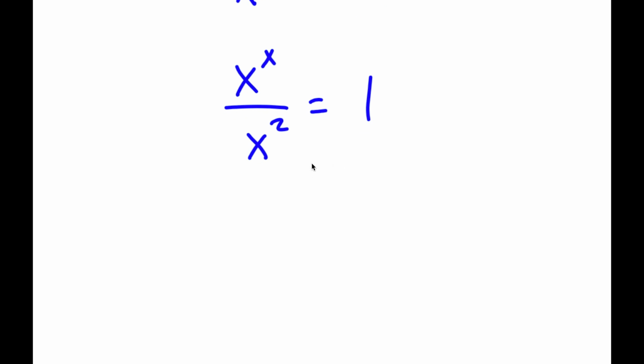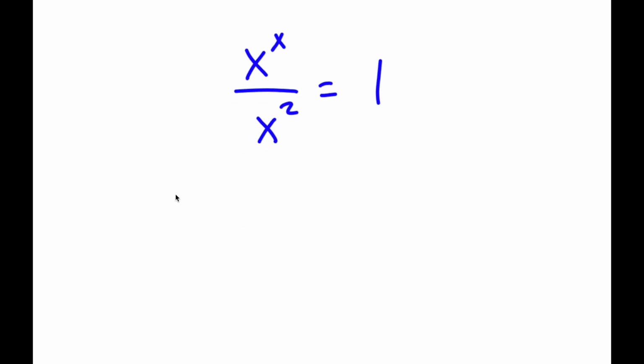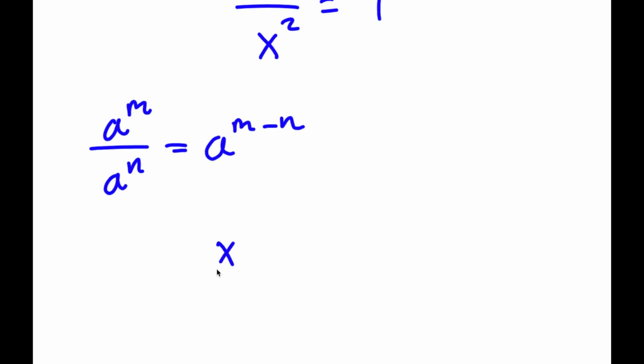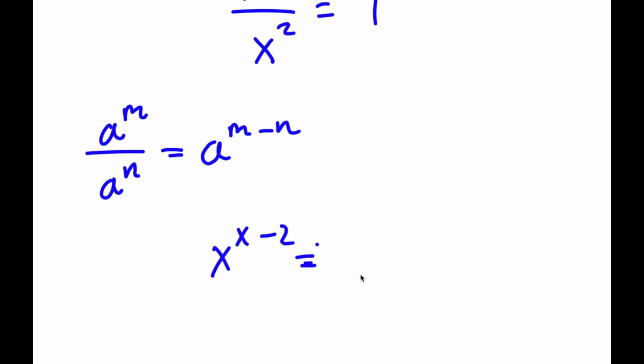Now, if I have something in the form a to the power of m over a to the power of n, this is equal to a to the power of m minus n. So x to the power of x over x to the power of 2 is going to equal x to the power of x minus 2. And now this is equal to 1.